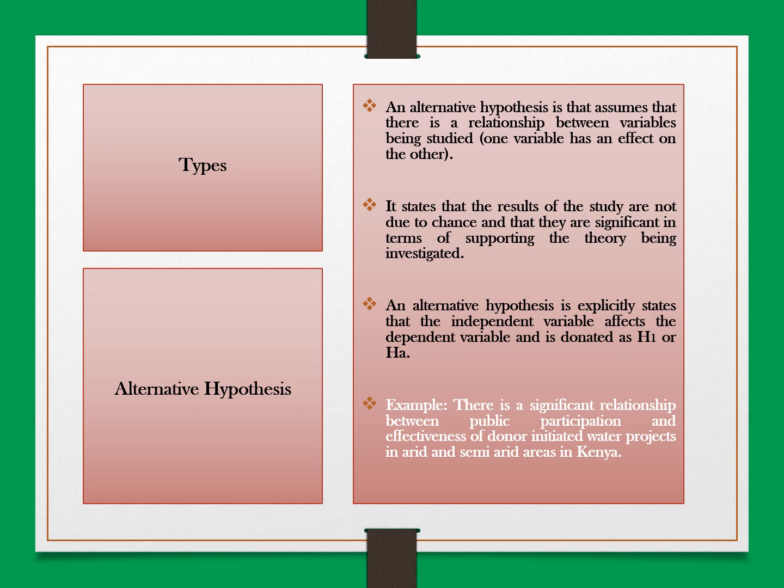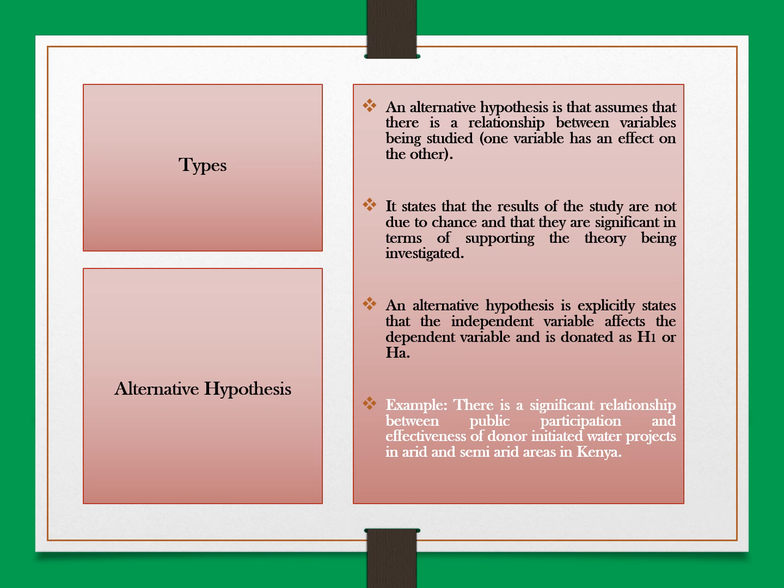Let us now examine some of the types of hypotheses. One of the types of hypothesis is called alternative hypothesis. An alternative hypothesis is one that assumes that there is a relationship between variables being studied. That is, one variable has an effect on the other variables. It states that the results of the study are not due to chance and that they are significant in terms of supporting the theory being investigated.